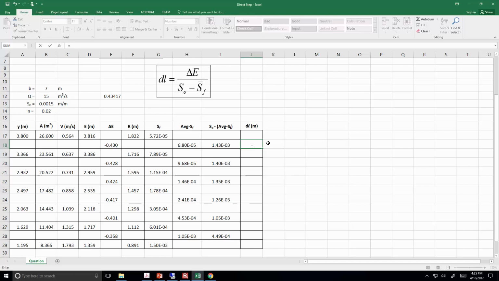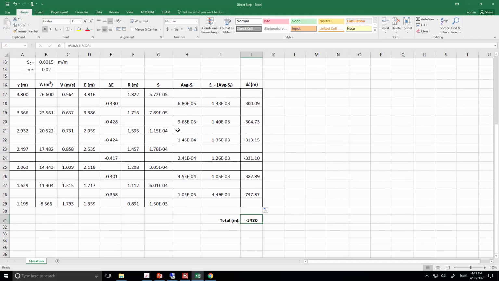So, all right, now delta E divided by this. And so it means that it's going to be 300 meters to go from point 3.8 upstream until we get to the point where the depth is 3.366. And I can highlight these two and then double click and add up all of the segment lengths, and overall it's going to be, now the negative means that you have to go upstream, opposite the direction of flow. So if we go 2.43 kilometers, then that's where we're going to get back to the normal depth.